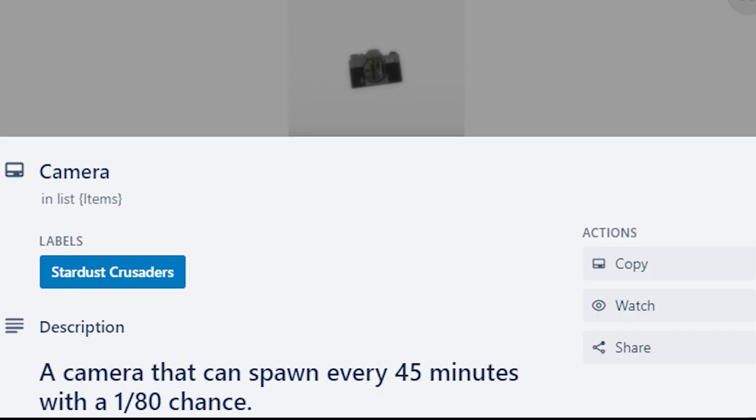Like, let's see, a camera in A Bizarre Day modded spawns every 45 minutes with a 1 in 8 chance, or 1 in 80 chance. That's hours of farming just to get one camera. And I know why they do this. They do this to keep their player base.